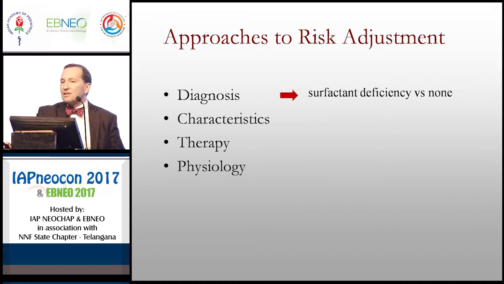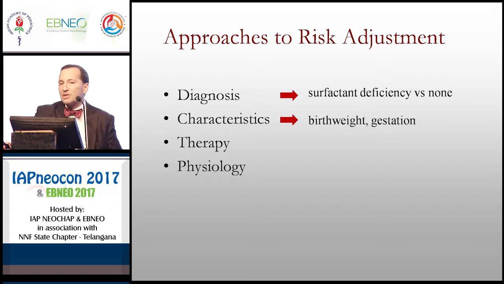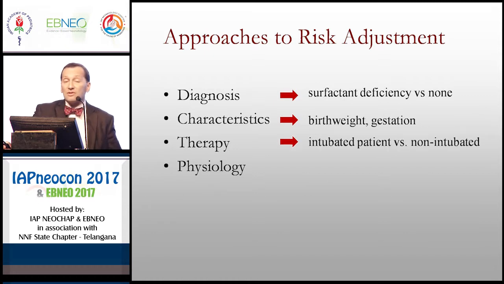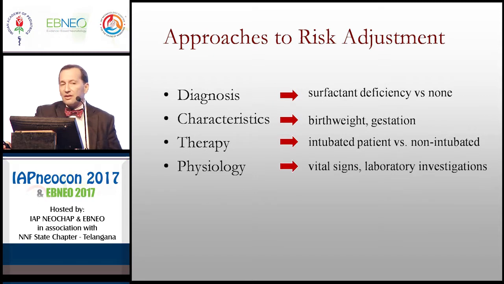Diagnosis is basically saying, well, if there are more patients who have surfactant deficiency, then those patients are probably going to be sicker. We sometimes use birth weight and gestational age, as I just described. We know that intubated patients, for example, are more likely to be sick than non-intubated patients if we walk into a unit. And then obviously if there are abnormalities, derangements of vital signs and laboratory investigations, the more of those there are, the sicker your patients are.